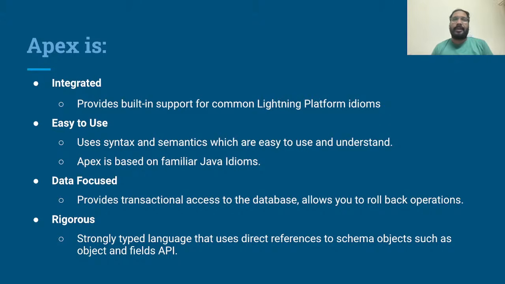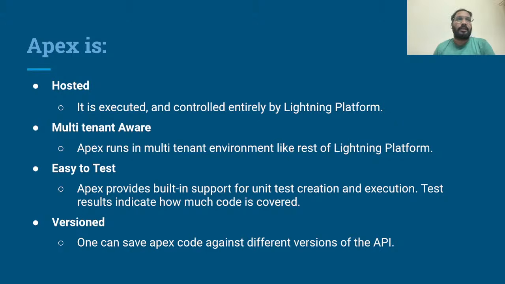Rigorous: a strongly typed language that uses direct references to schema objects such as object and field APIs. If you remember, whenever we create any object or field, we provide a unique name that is known as API, right? Those you will be using directly in your Apex classes. Then it is hosted, so it is executed and controlled entirely by the Lightning platform, so you don't need to install any other software. We have an integrated environment that we can use to write Apex code.